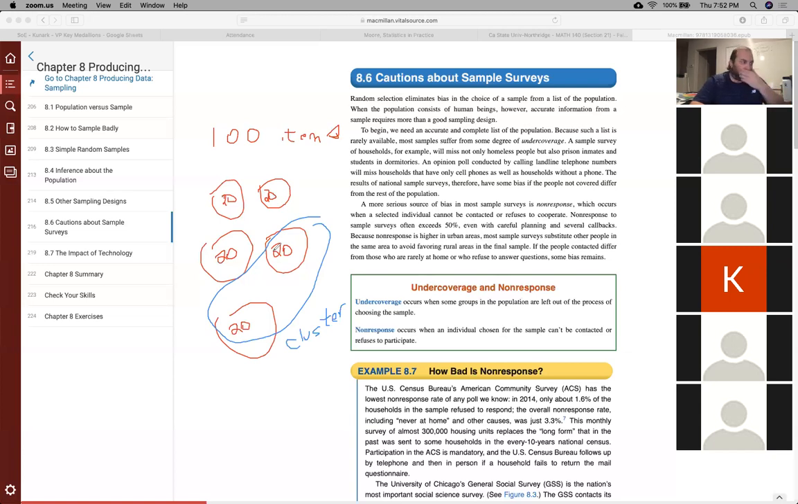So then the cluster would just take the whole group. The cluster would take the entire group, exactly, whereas stratified takes a little bit from each one. Would you still take the SRS in a cluster? Well, not for a cluster, because for a cluster, you're taking the whole thing, so you don't have to take an SRS. But for the stratified, yes, you're taking an SRS from each one.